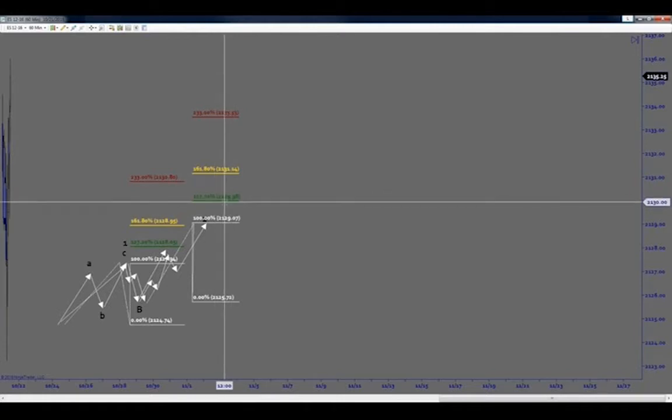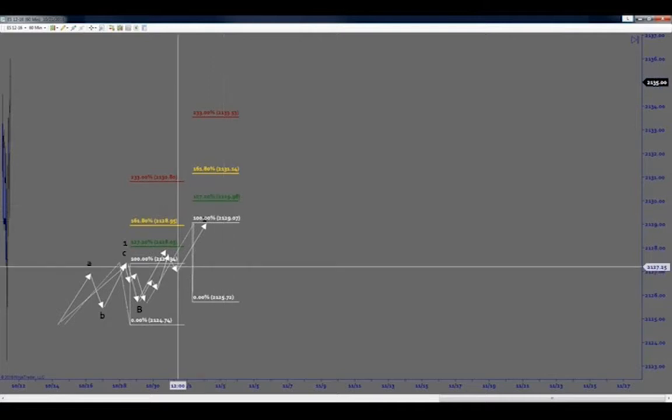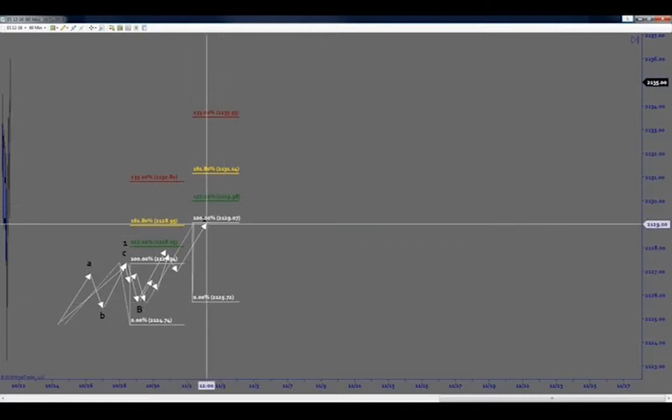So our target for 3 is going to be the 127% projection of this wave 2.